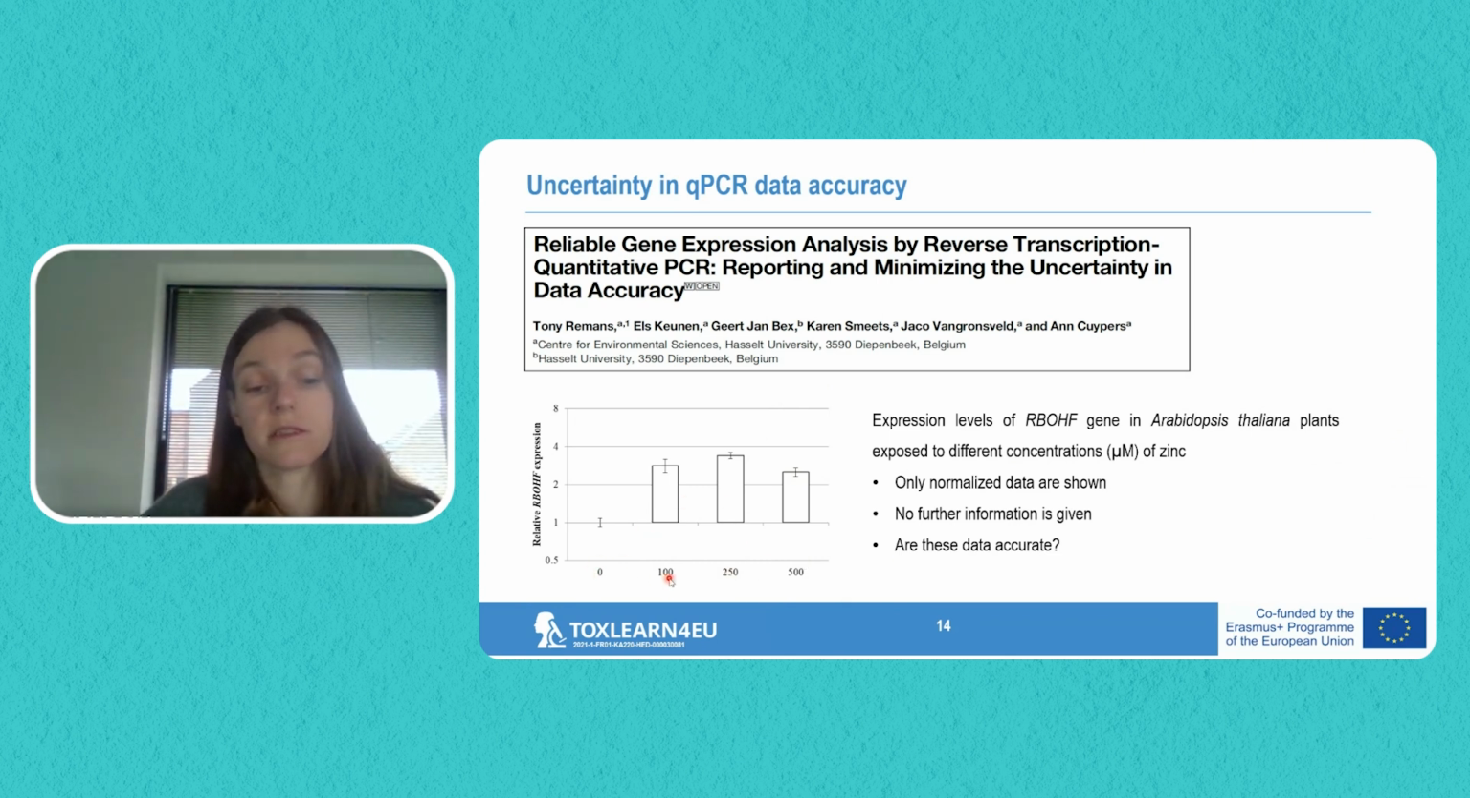So here on the x-axis, you can see the different concentrations of zinc that the plants were exposed to. And on the y-axis, you can see the relative expression of this gene. So the expression in the control samples that were not exposed to zinc is 0. And then the expression levels in the plants exposed to 100, 250, and 500 micromolars of zinc are shown here, and they're all clearly higher than the expression in the control plants. But these are only the normalized data, so the non-normalized data are not shown here. So then you can wonder, are these data now accurate?